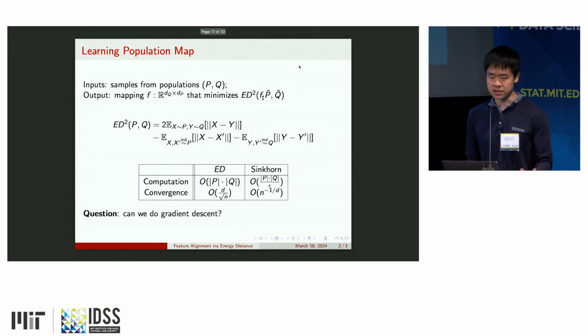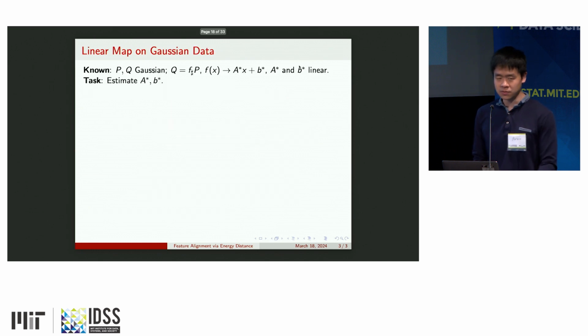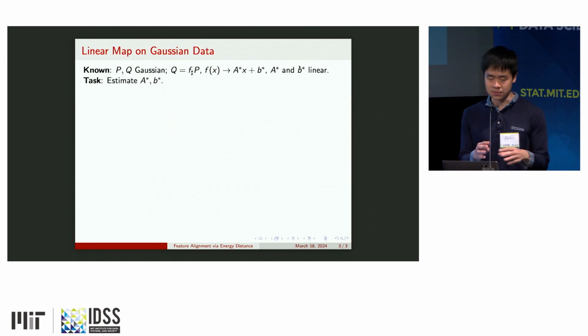So now the question is, is it possible to do gradient descent, i.e., how likely are we to get stuck in a bad local optimum? What we have shown theoretically is in a very simple setting where both P and Q are Gaussian, and in addition this underlying map F is also linear. So now the task in this simplified setting reduces to estimating just the matrix A and matrix B that brings P to Q.